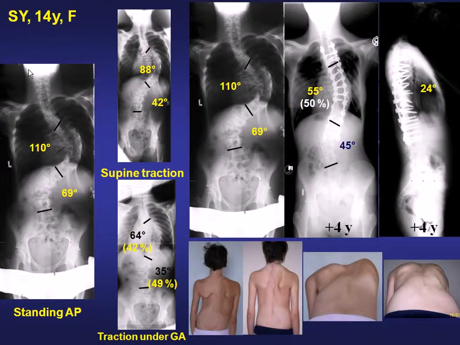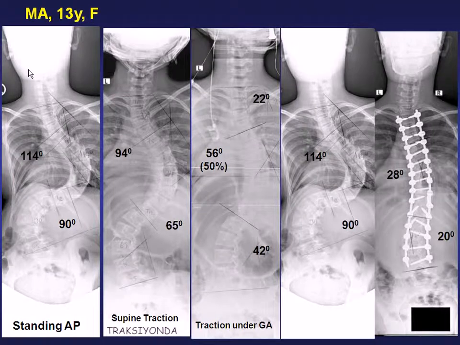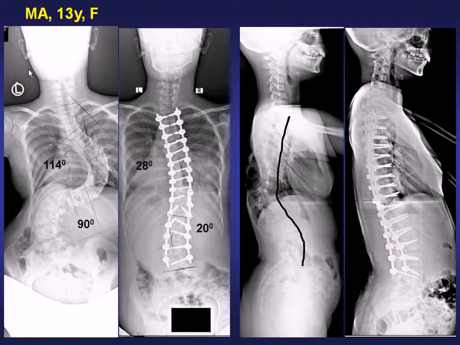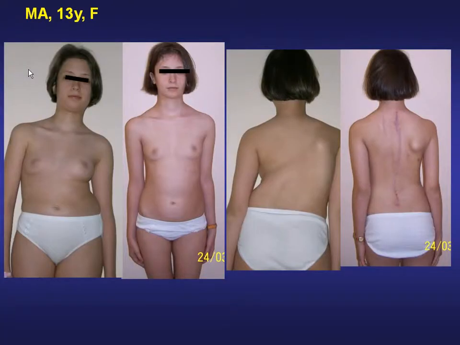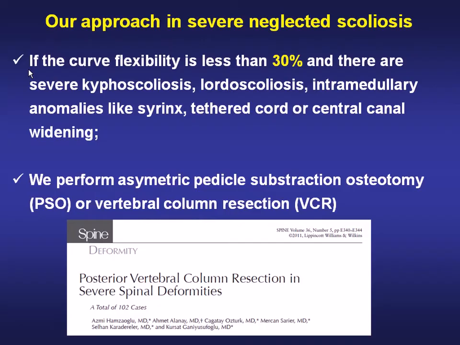correction. The other case, a very severe thoracic curve, and you can see the traction X-ray under general anesthesia. Posterior surgery with intraoperative halofemoral traction was done in this case. Pre and post-op clinical picture. The same technique was used in another case, and we achieved very good coronal and sagittal correction in this severe curve, shown in the preoperative and postoperative pictures.